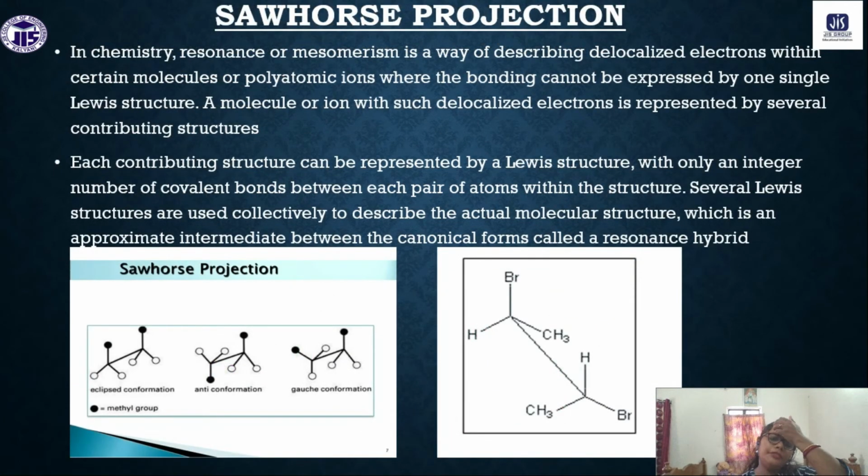Now next we have the Sawhorse projection. In chemistry, resonance or mesomerism is a way of describing the delocalized electrons within certain molecules or polyatomic ions where the bonding cannot be expressed by one single Lewis structure. A molecule or ion with such delocalized electrons is represented by several contributing structures. Now this is our Sawhorse projection, right?